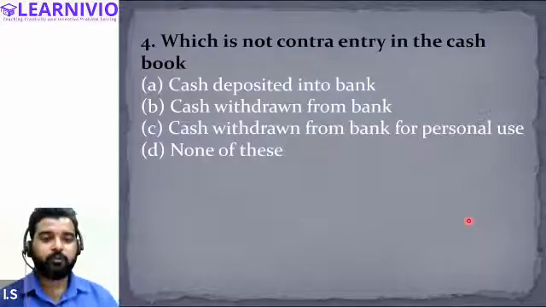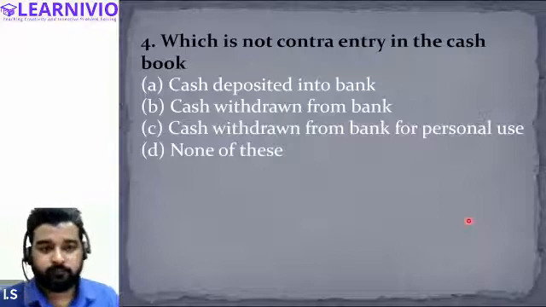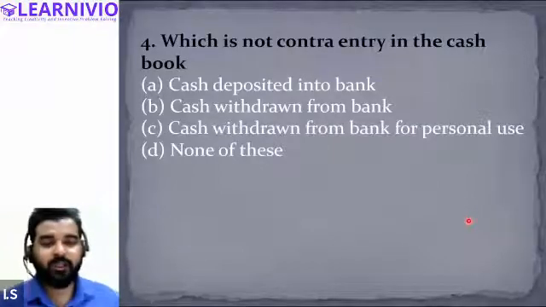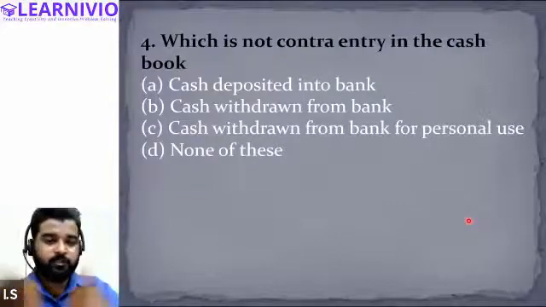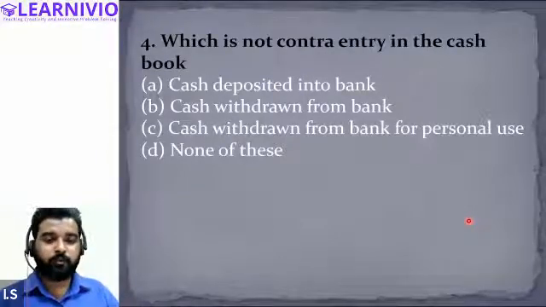Have all of you understood what a contra entry is? Any cash transaction that transfers cash to bank or bank to cash, affecting cash and bank balance at the same time, is basically a contra entry. So option A, cash deposited into bank, will affect the cash as well as the bank account. So it is a contra entry. Option B, cash withdrawn from the bank, will affect the cash account as well as the bank account.